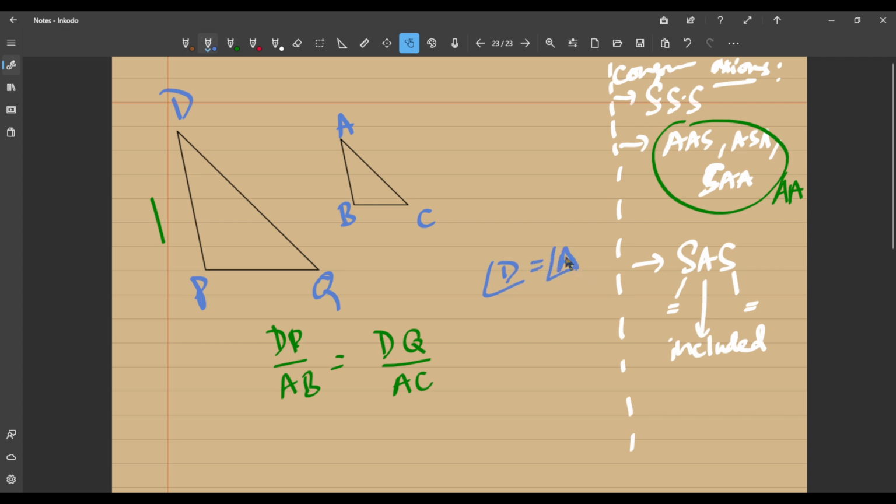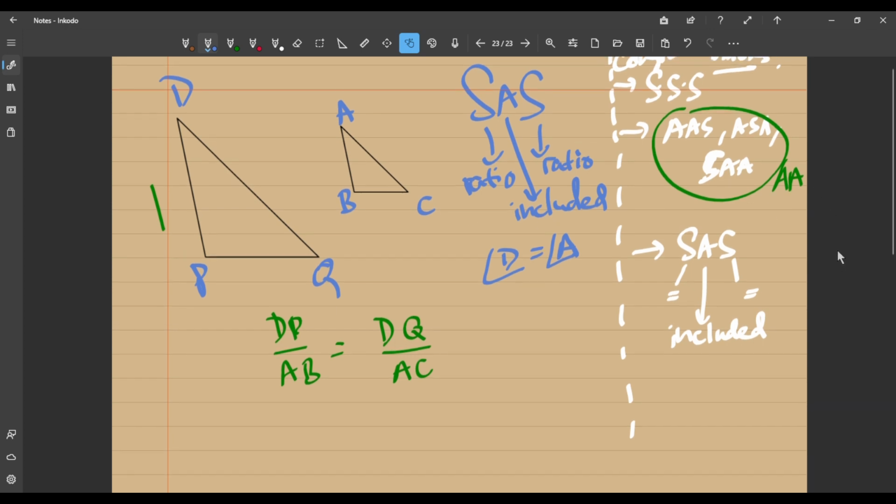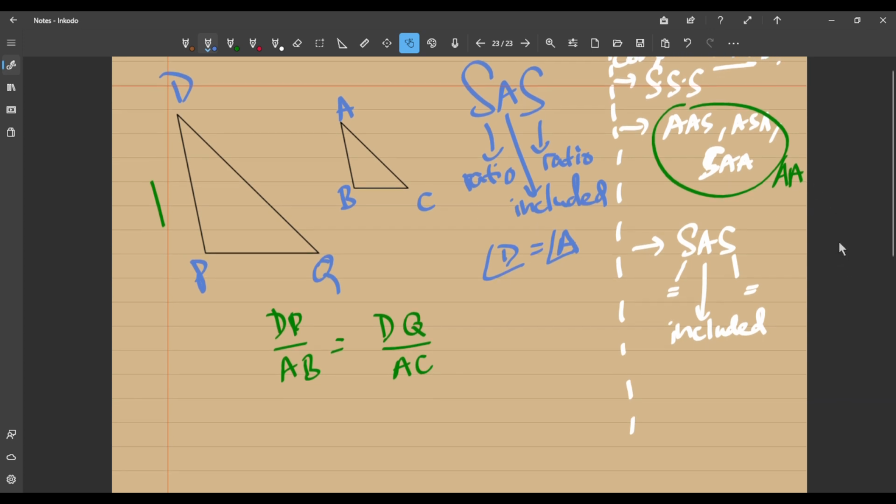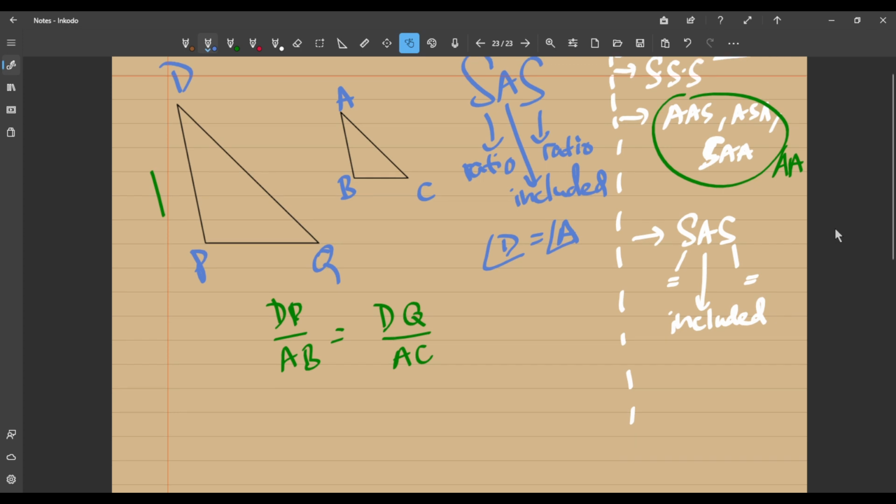So can we conclude that the triangles are similar? If SAS happens in similarity, where these sides are in ratio, and that A is the included angle like before, does this mean that these two triangles are similar? Like in other videos, we'll have to prove this. We won't take this for granted, so let us prove it.